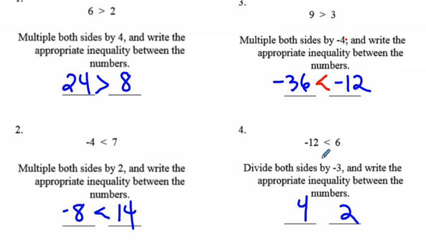Now we had -12 is less than 6. We divided both sides by -3, and we have 4 and 2. Well, 4 is greater than 2. Well, look what that did. That also changed our inequality sign. Well, why is it happening?